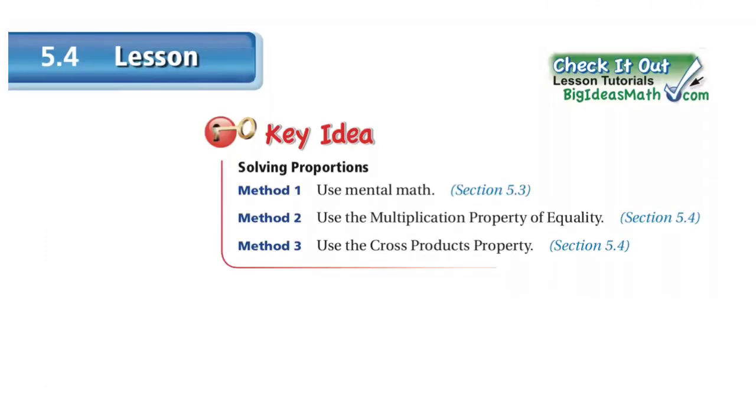Hey, this is lesson 5.4, solving proportions, and they give us three methods to solve proportions. The first one, using mental math. The second one, use the multiplication property of equality, which sounds kind of difficult, but it just means if you see what you're multiplying the bottom by, you've got to multiply the top by the same thing, or vice versa. And the third way, use cross products, which is one of my favorites. Let's take a look at some examples of each of these.